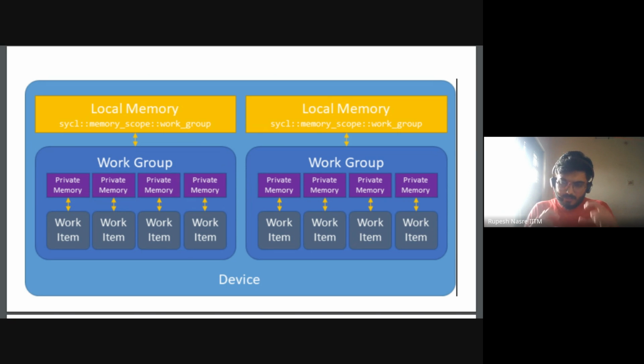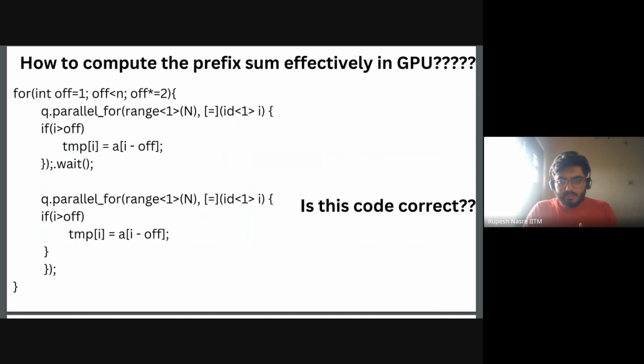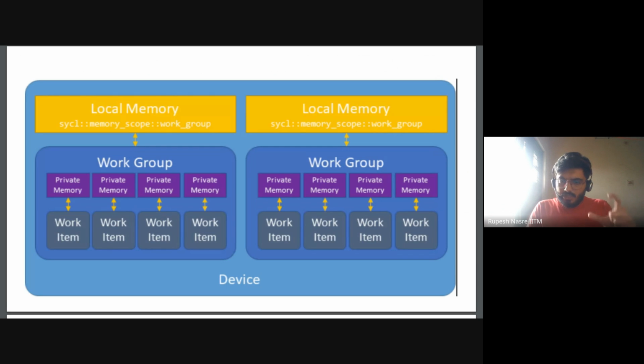Again, I want to clarify: a work item is the smallest unit in which we will execute this. Suppose in this code you are writing this I, so this ID, this N. There will be N work items launched, and the N work items will be running in parallel. Each work item will have its own ID, and that is called the global ID. We will come back to that. But the work items combinedly form work groups.